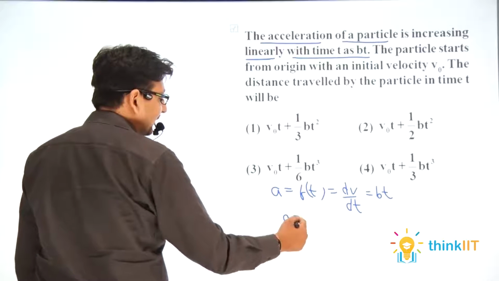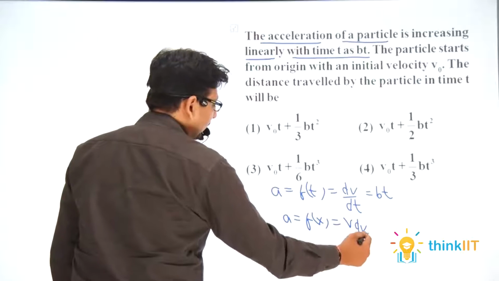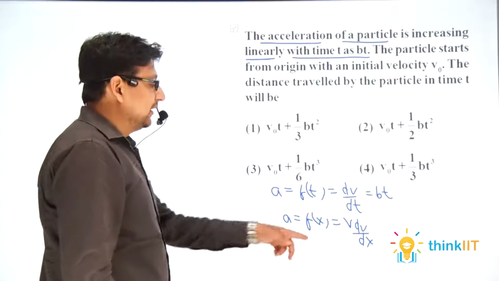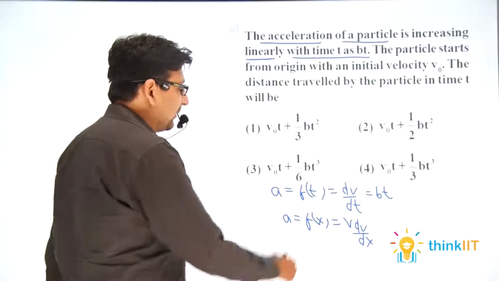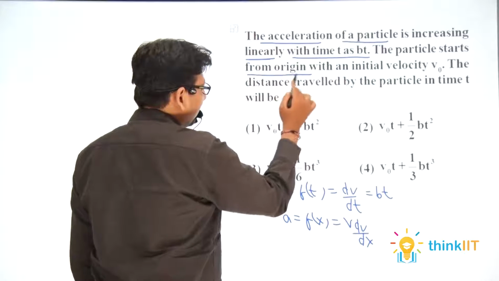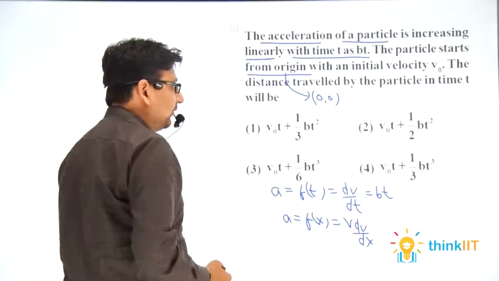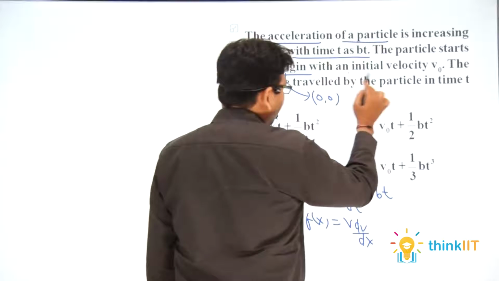If acceleration is a function of position, then we must know how to apply v dv by dx. Here this is time dependent, so I will apply the dv by dt equation. They are writing that the particle starts from the origin, so the starting position is 0, 0 with an initial speed v naught.